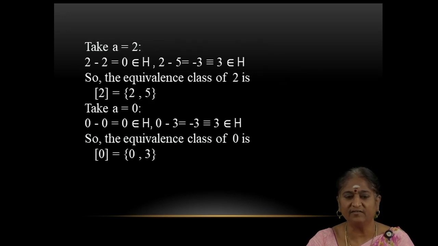Take the element a equal to 2. Simply substitute any value of b from G, and it gives a value in the subgroup {0, 3}. 2 minus 2 gives 0, which belongs to H. 2 minus 5 equals minus 3, congruent to 3, which belongs to H. So the equivalence class of 2 is {2, 5}. Similarly, take a equal to 0. The equivalence class of 0 is {0, 3}.